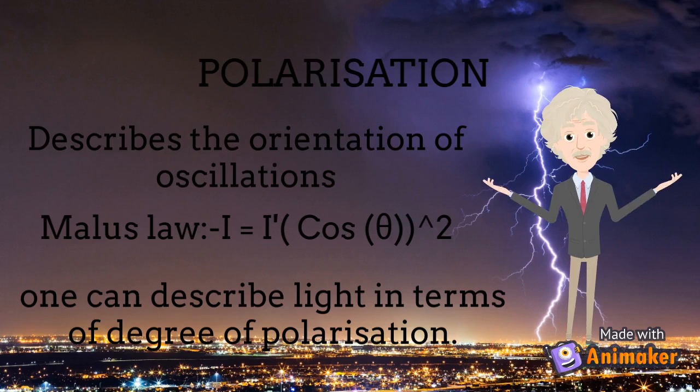Polarization is the property of a wave which describes the oscillations, like linear, helical and elliptical. Polarization of a wave can be determined by Malus's law. One can also describe light in terms of degree of polarization. Remember that the change in polarization by different refractive indexes is known as birefringence.